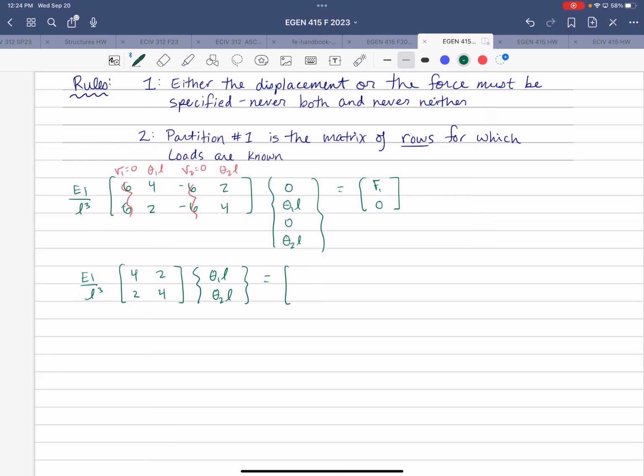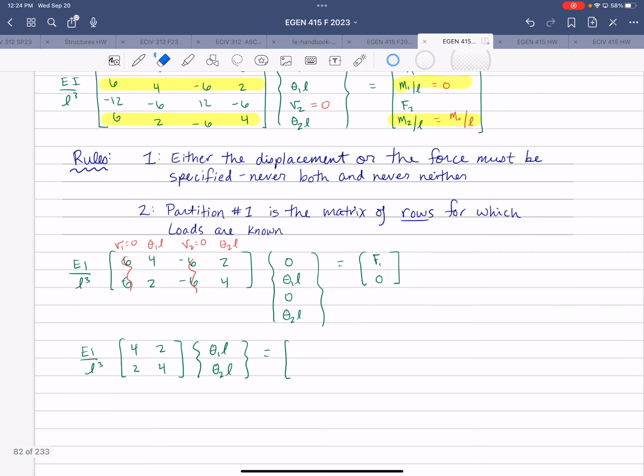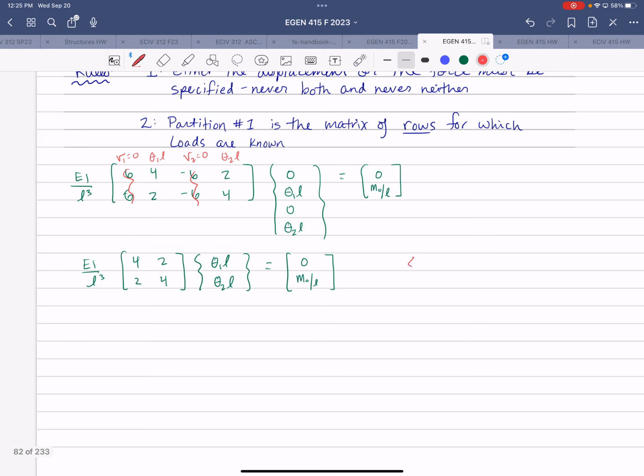let's see, what did I mess up above. Yeah, I don't know how I got that wrong. All right, so in the force matrix, we're taking the second row and the fourth row. So it's 0 and m naught over L. So this is your first partition equation, which we will use to solve for the unknown displacements.